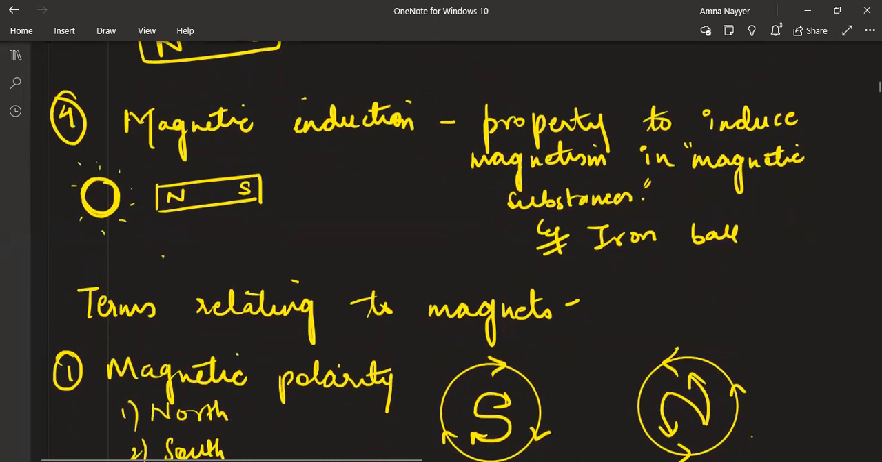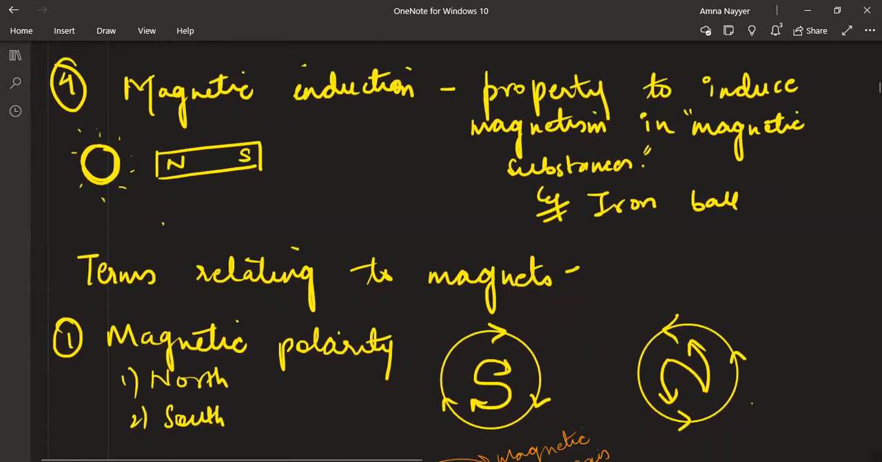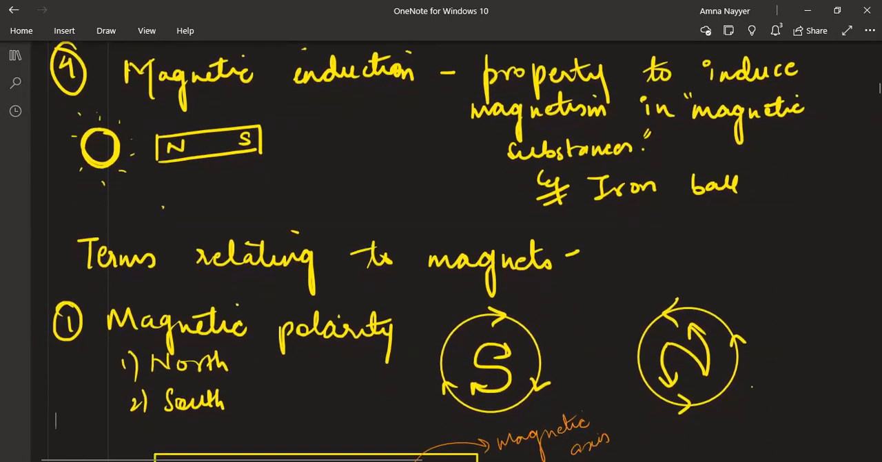The fourth is magnetic induction. Magnetic induction means it can induce other substances also, like an iron ball can be induced. It will exhibit magnetic properties. So four properties are there. Whenever you are asked to write about a bar magnet, you can mention all these points.